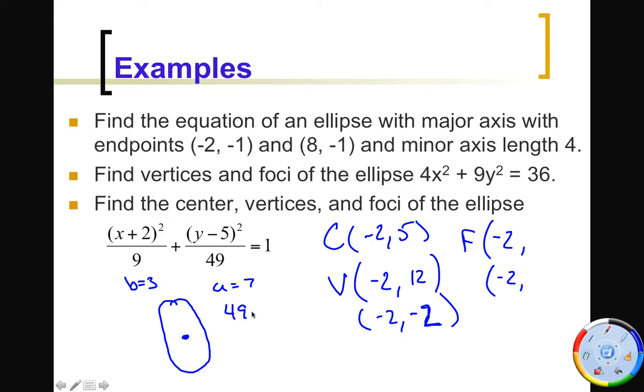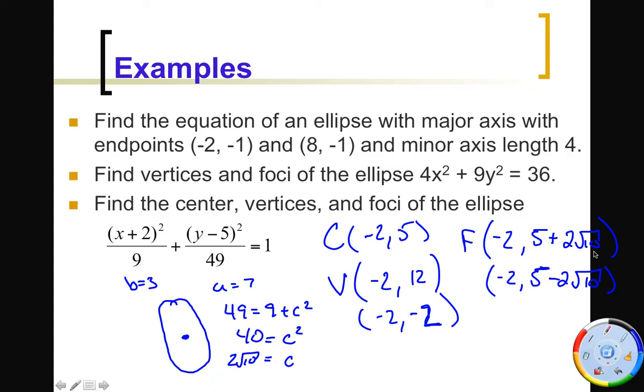So I have 49 equals 9 plus c squared. So c squared is 40. So c is equal to 2 square roots of 10. And here's where you've got to write out a little bit of math. Don't bother with the decimals here, but it is 5 plus 2 root 10 and 5 minus 2 root 10, because we're going up and down from the 5.